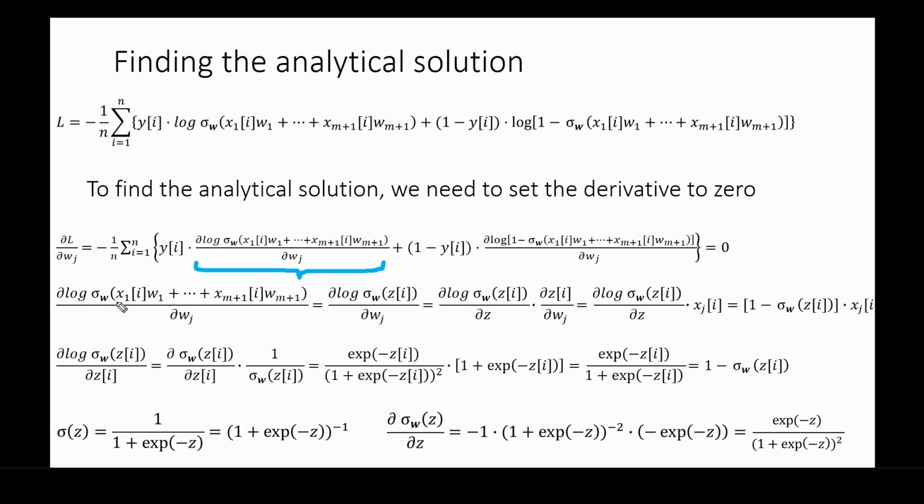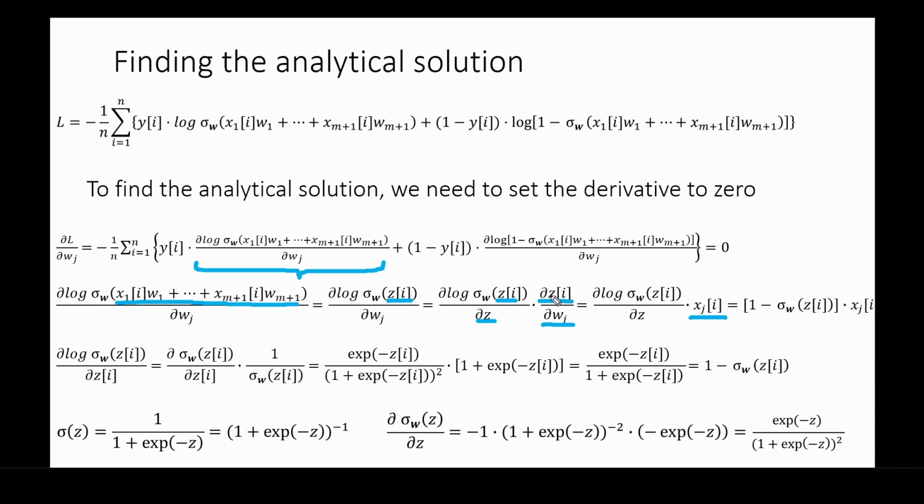Next, I'm going to replace this linear combination of the input features with just zi. Remember, this zi represents the linear combination of the input features. And if we write that, now we can use the chain rule to break this derivative into two terms. The first term is the derivative of the log of sigmoid of z with respect to z, multiplied by the second term, which is the partial zi over partial wj. Now this partial zi over partial wj is simply equal to xji.